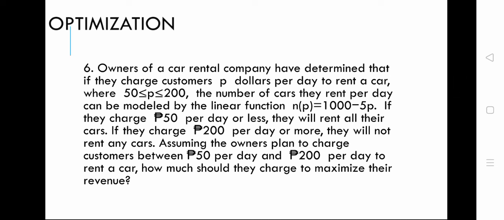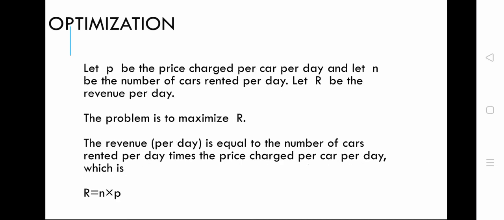amount ng rent. So, let P be the price charged per day and per car, and let N be the number of cars rented per day. Let R be the revenue per day, and since meron na tayo ditong variables, ang problem dito is to maximize R. The revenue per day actually is equal to the number of cars rented per day times the price charged per car per day. May formula siya, so which is equal to R is equal to N times P.